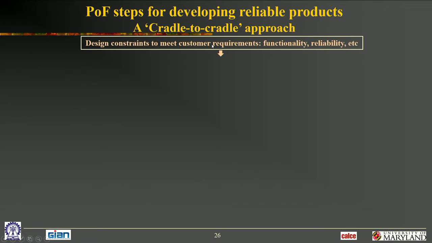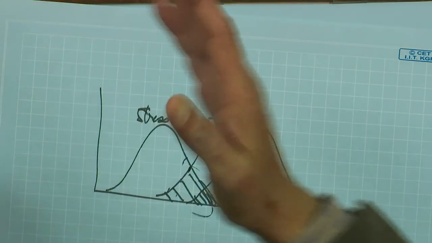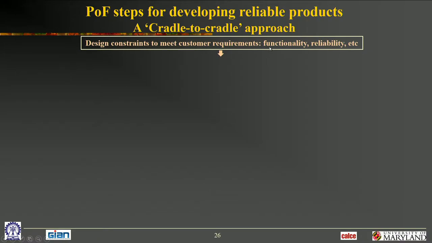And where the concept design initially starts is to convert those customer expectations into a set of design expectations or design constraints. So it translates into what functions the product has to perform, what are the reliability expectations, and that has to do with the fact that the stresses that one demographic is going to apply are probably different.